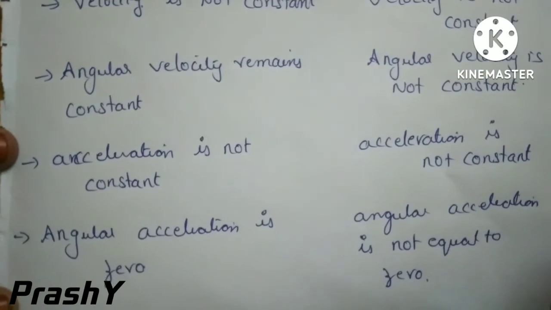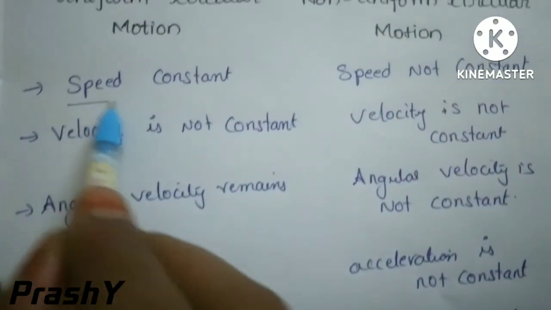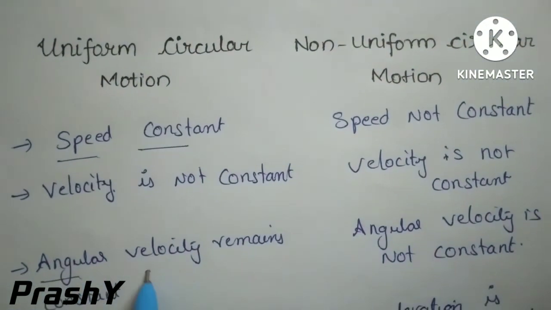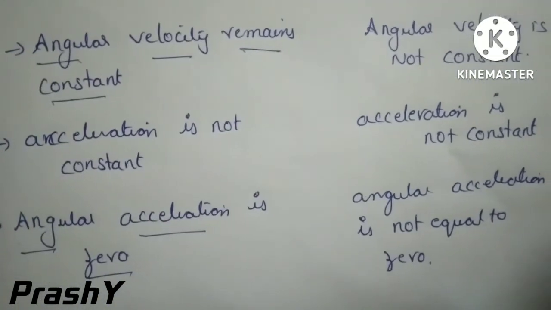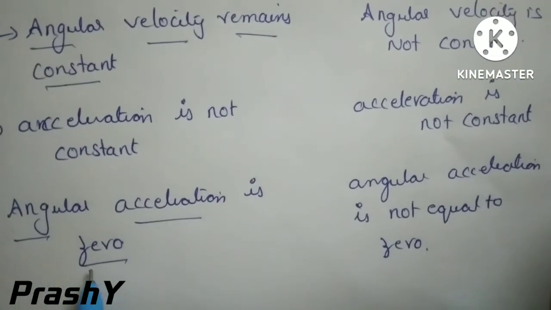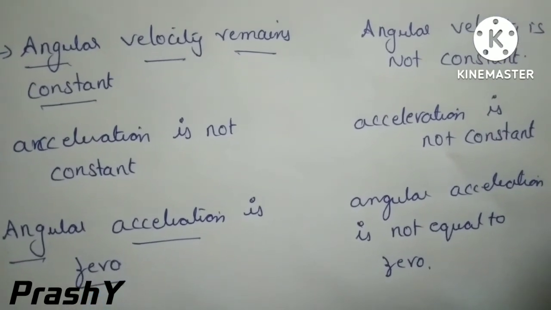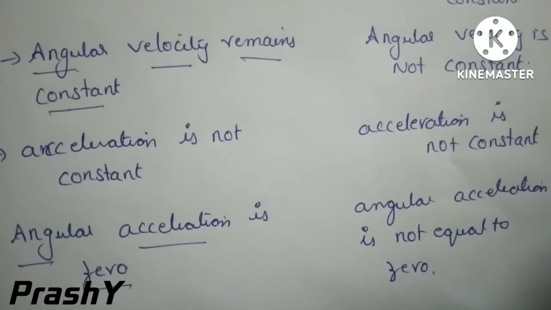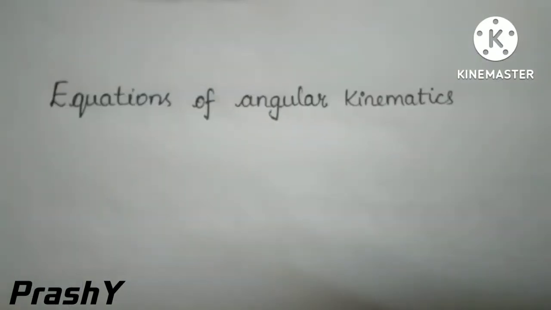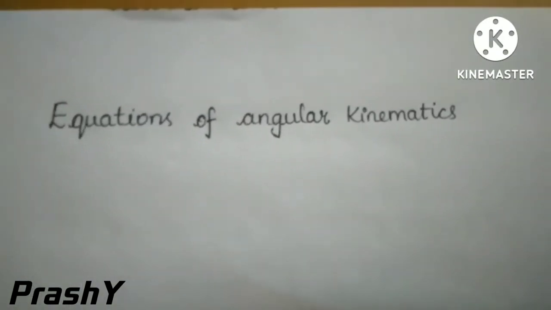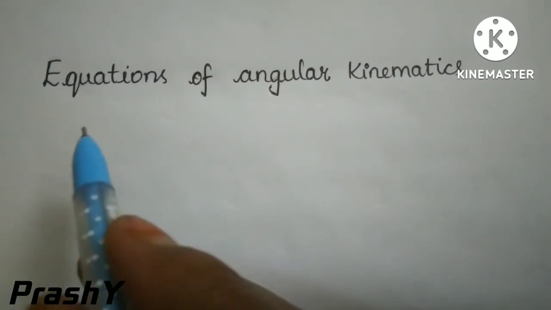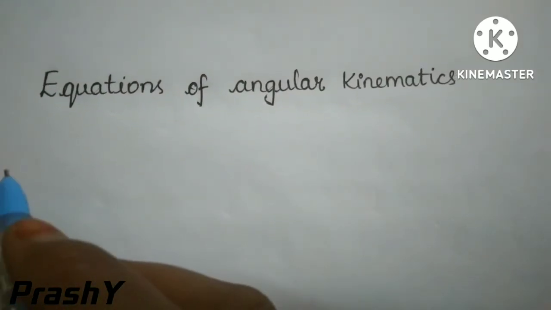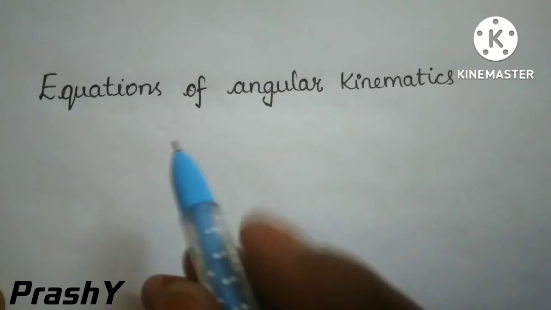So it is understood that in uniform circular motion, speed remains constant, angular velocity remains constant, and angular acceleration is equal to 0. Since angular acceleration is constant in uniform circular motion, we can write the equations of motion. So first let us write the equations of motion for linear motion.